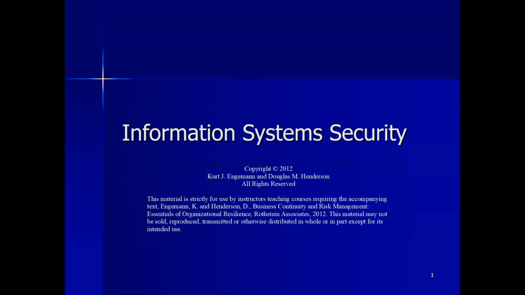I'm Dr. Bill Perkins. Today we're going to be exploring Chapter 7, Information Systems Security. This lecture is based on material from the textbook Business Continuity and Risk Management: Essentials of Organizational Resilience by Kurt Engemann and Douglas Henderson. So we're going to get started.